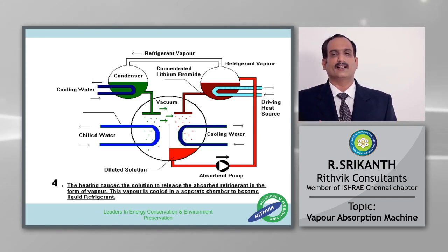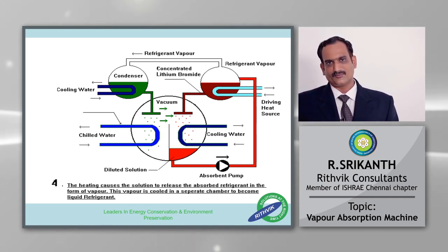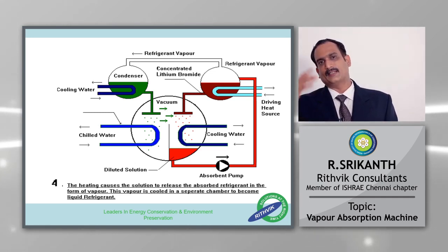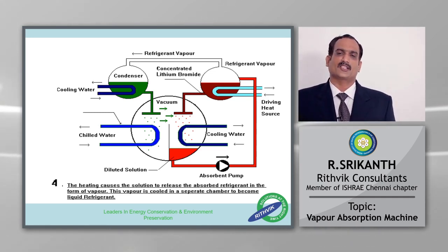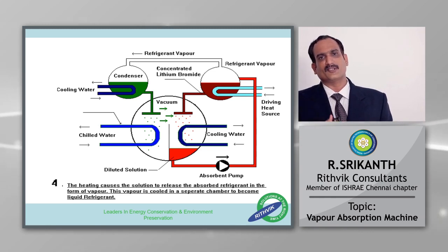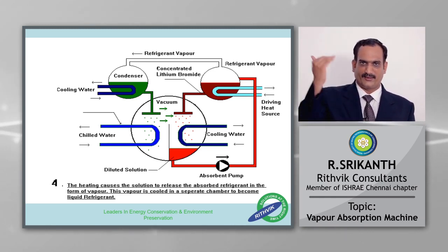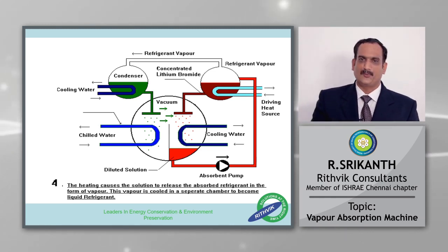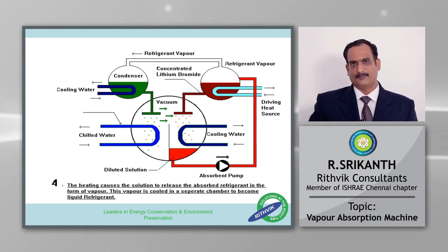So this is again done with a pressure difference. The generator is exposed to high temperature, wherein there is a high pressure. Your absorber is exposed to a low pressure. So there is a difference in pressure. Quite naturally, the solution from the generator comes back to the absorber. There is a free flow of solution happening.